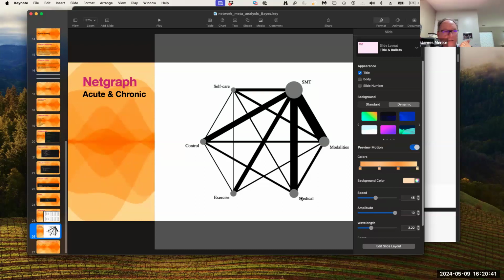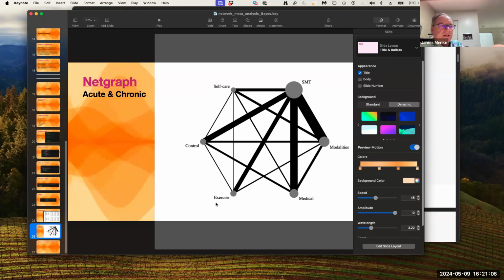I hope that makes sense. Yeah. Since I collected studies around SMT, I don't have an exercise versus medical direct comparison. They're out there, I'm pretty sure, especially for chronic pain. I know they're out there.